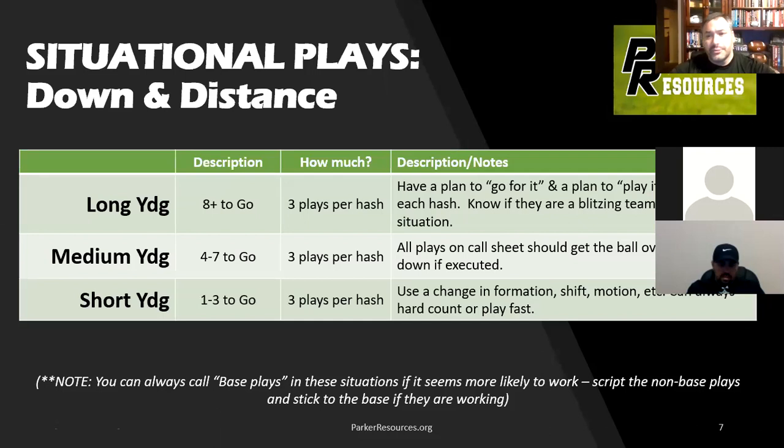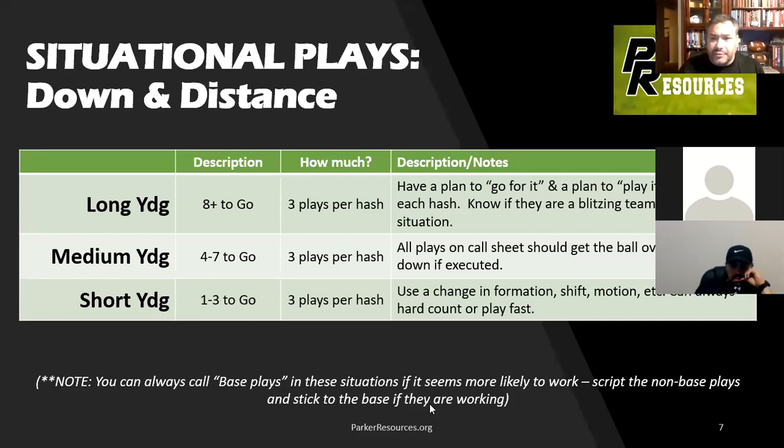When you get into the situational stuff, I'll kind of tell you what I was thinking on that. When you get to long yardage, we try to keep 2-3 plays a hash. And by hash, I mean both hashes, because middle we can do either. So how about 6 total plays, 8 plus to go. Have a plan to go for it and a plan to play safe. So meaning I feel like those 6 plays on each hash, you need to have something that allows you to get the first down, like a comeback, any of the plays we had in long yardage. You can go back and watch that if you want to know what all the plays we used.